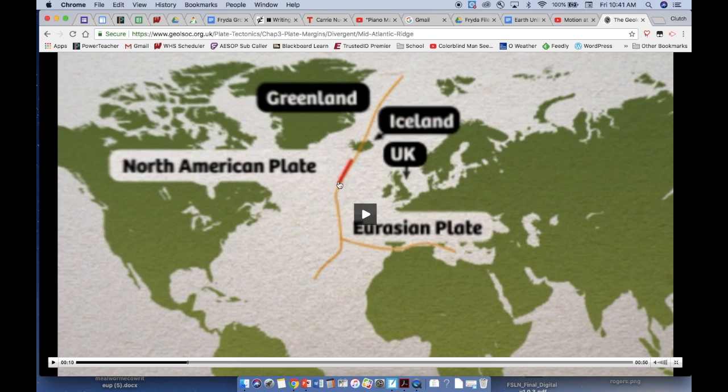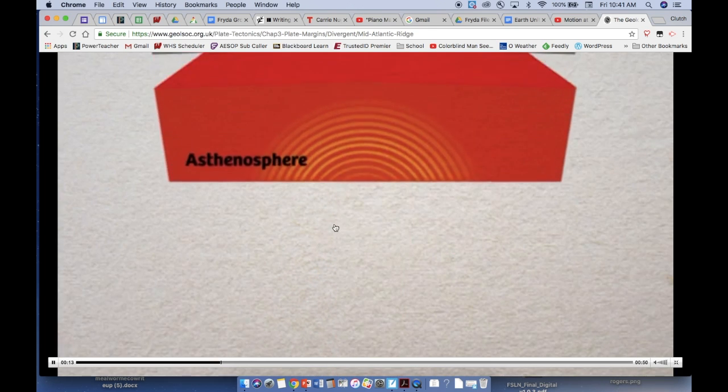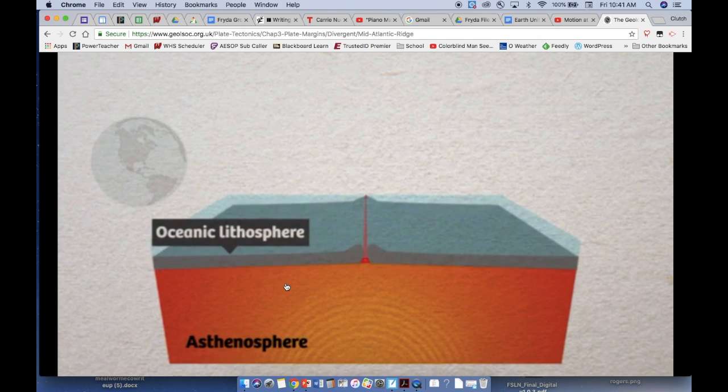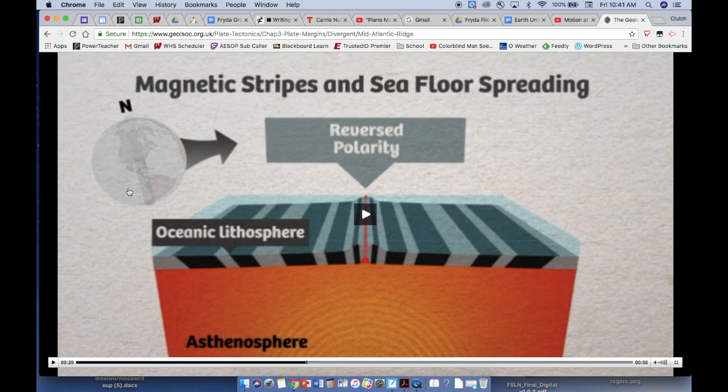We are focusing on this red line here in the middle of the Atlantic Ocean that is a divergent plate boundary. How did we discover that before satellites? Well, when we did this, we collected these rocks and analyzed those rocks and discovered something really interesting about their magnetic properties. Remember how we said that Earth has a magnetic field?